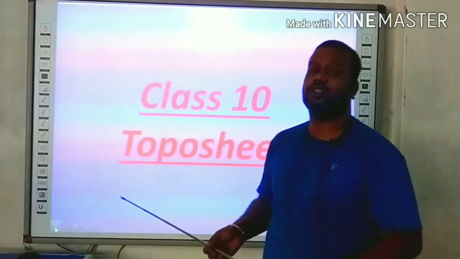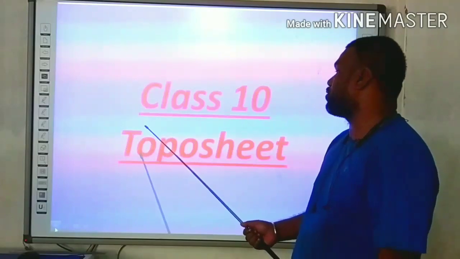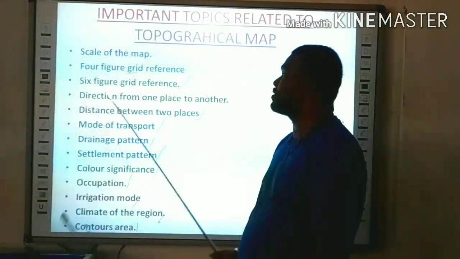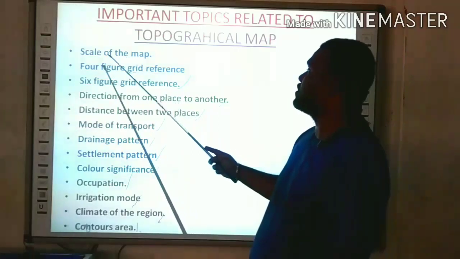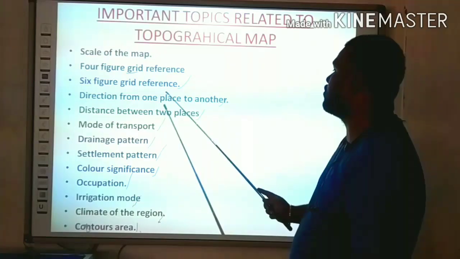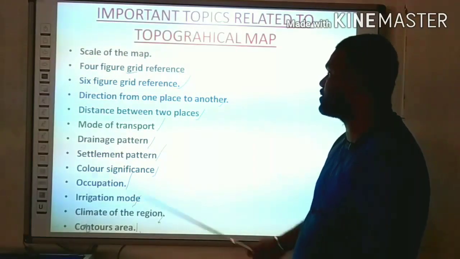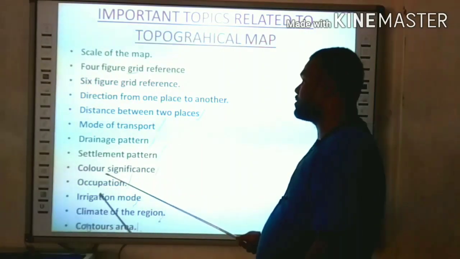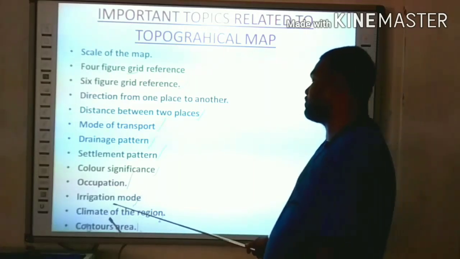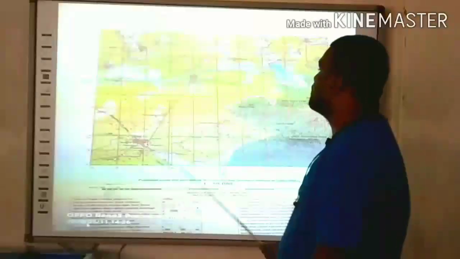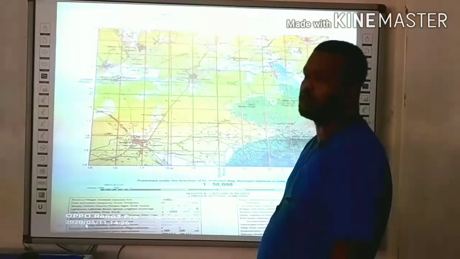Welcome back, students. Today I am going to discuss an important chapter from your syllabus, that is regarding your Toposheet. Now these are the important topics related to this chapter: scale of the map, 4-figure grid reference, 6-figure grid reference, direction from one place to another, distance between two places, mode of transport, drainage pattern, settlement pattern, color significance, occupation, irrigation mode, climate of the region, and contours.